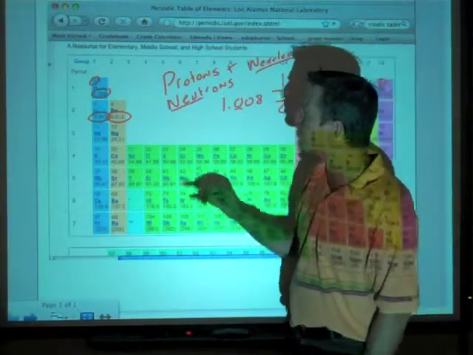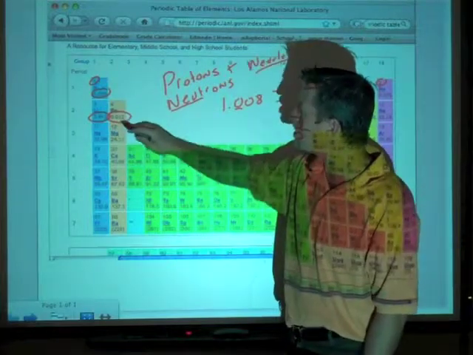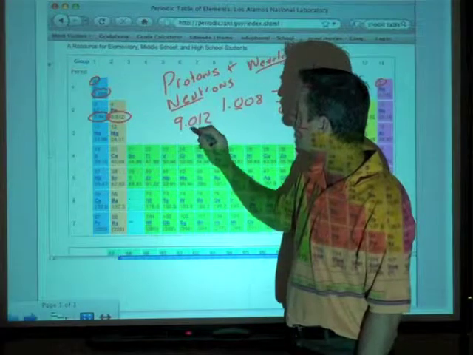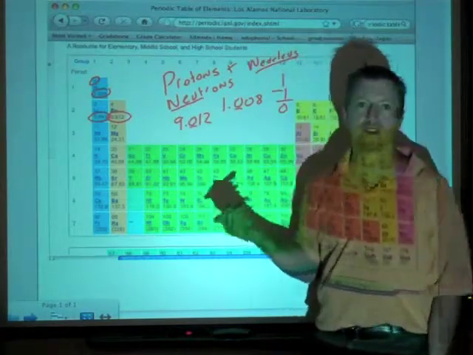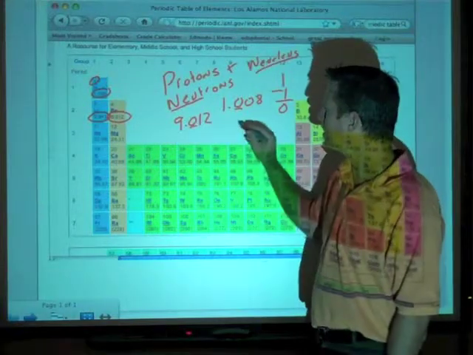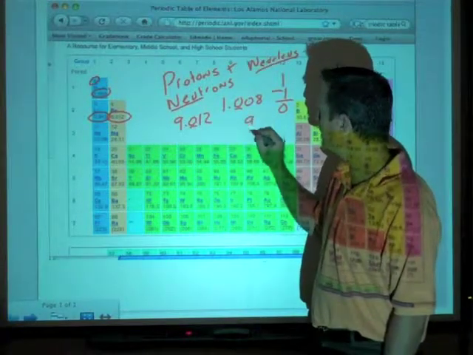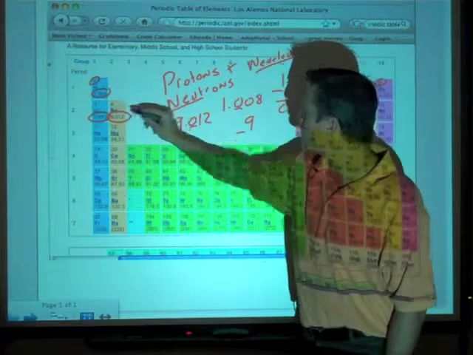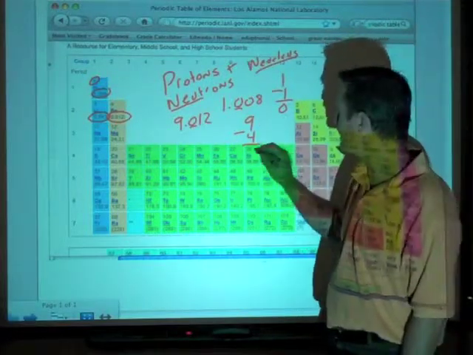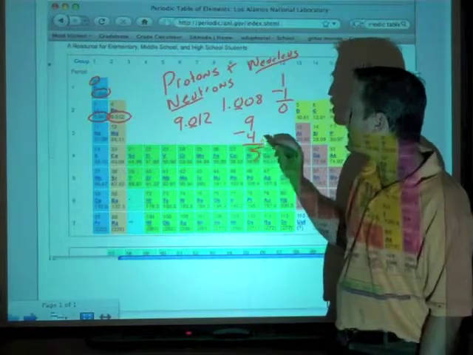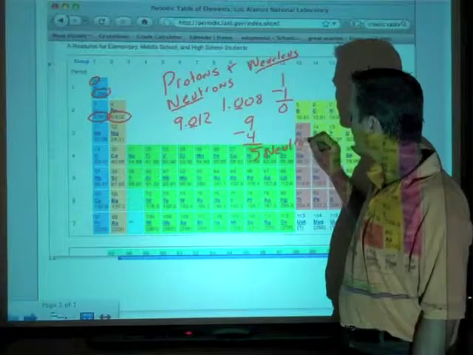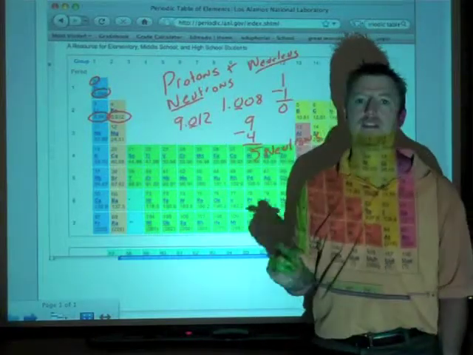So let's take a look at beryllium. Beryllium, as you notice, is 9.012. The 0.0 is going to maintain the 9. It's not going to round up to 10 because it's not 0.5 or higher. So when I take 9 and subtract 4 from it, 9 minus 4 is 5. And so 5 tells me the number of neutrons that beryllium has in it.